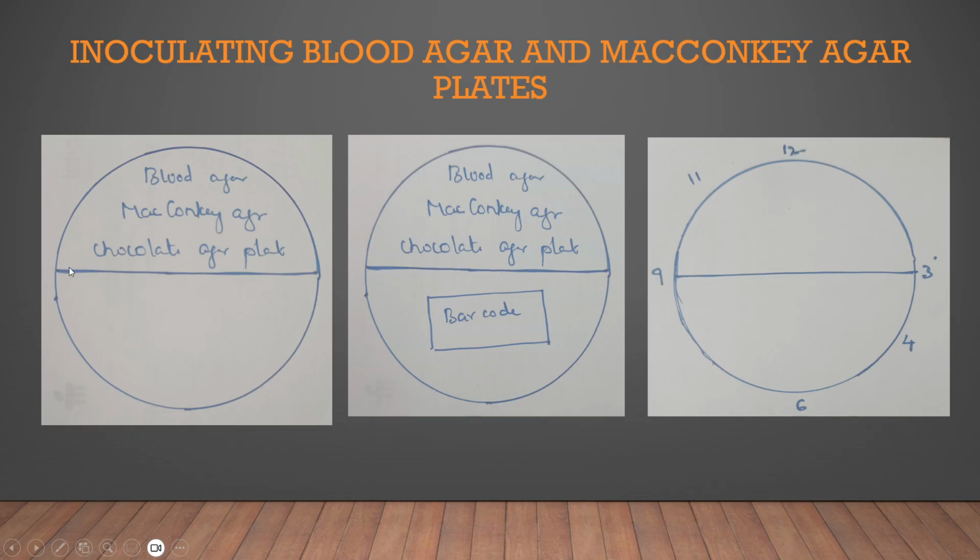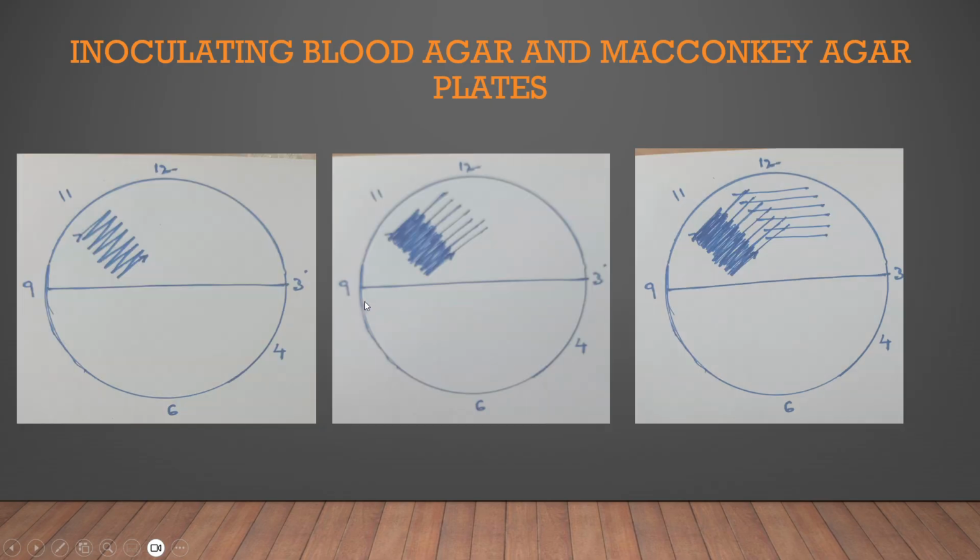So you divide the plate into half. Put the barcode on the side which you are using, and then identify it properly, like a clock. For example, 11 to 4 o'clock, 12 to 6 o'clock, and 9 to 3 o'clock. Put the inoculation from the 11 o'clock to 4 o'clock position like this. Don't try to make a round like this. Instead you go in this fashion, properly in this fashion.